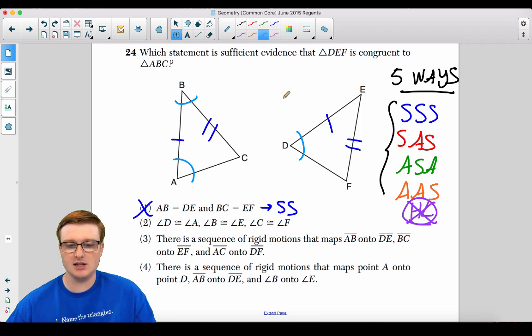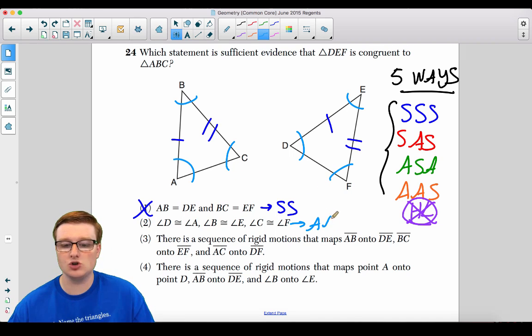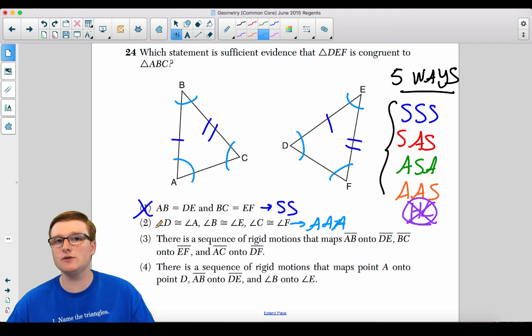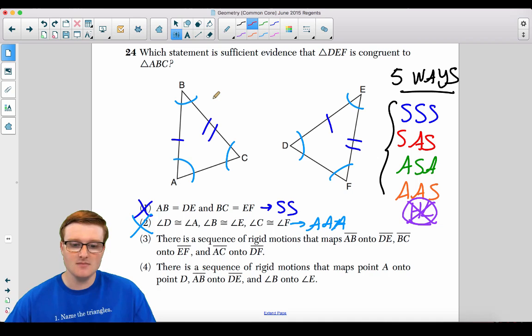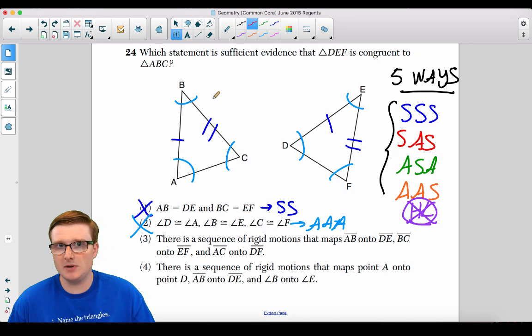Choice 2 is showing that angle D is congruent to the measure of angle A. Angle B is congruent to the measure of angle E. And angle C is congruent to the measure of angle F. That is showing AAA. You cannot, under any circumstances, prove triangles congruent by AAA. You don't need roadside assistance. You don't need AAA. So choice 2 is wrong. By the way, roadside assistance, AAA, that's a company, if you're curious. That was a joke.